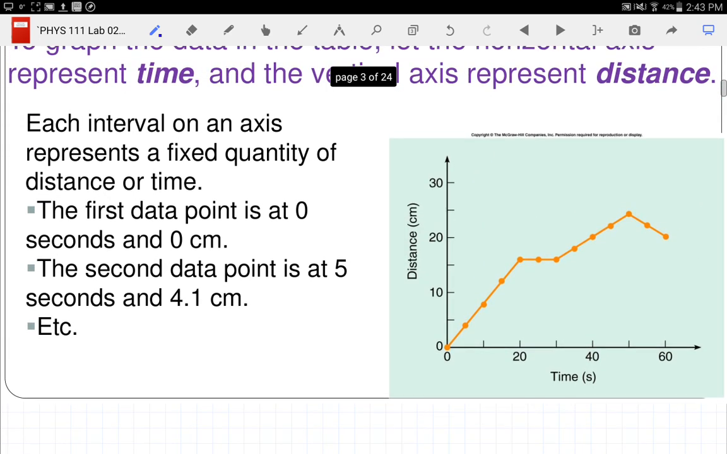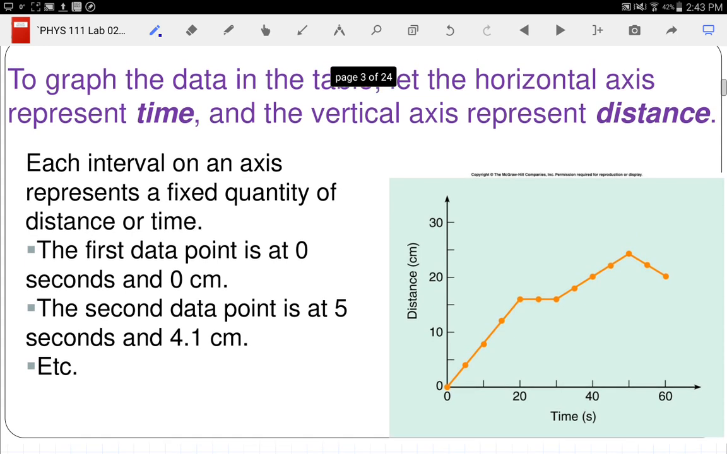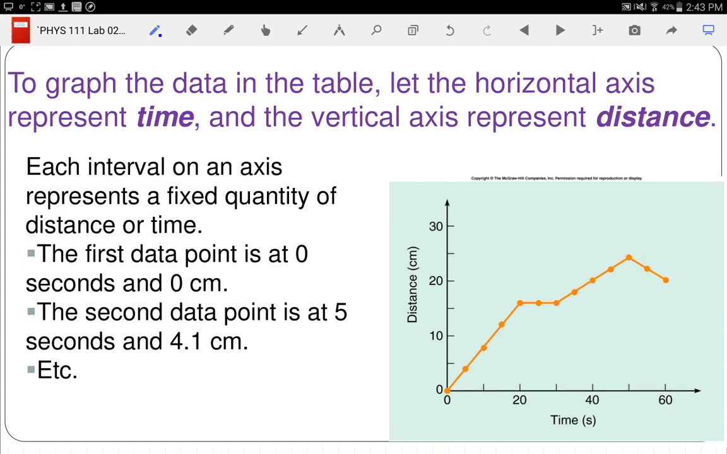So here's a graph of some data. Can you describe what's going on in this graph? It doesn't have a title, but let's assume that we're analyzing the motion of a cart again. When is it going backward?